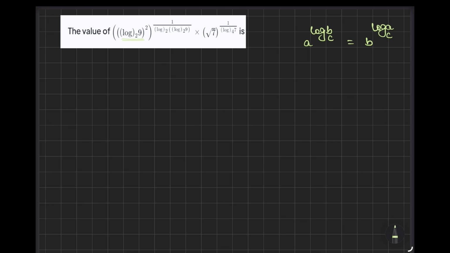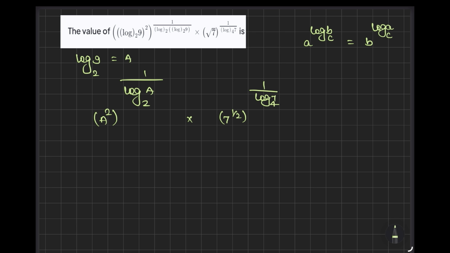This is log 9 base 2 power something, and here also it is log 9 base 2 power something. So for time being I will be writing log 2 base 9 as a. So we got a square power 1 by log a base 2. Same we will do it here. So it is 7 power 1 by 2 power 1 by log 7 base 4.